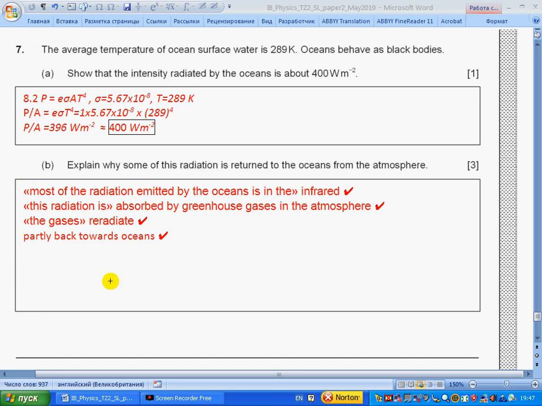This finishes the paper. I can tell you that this paper's questions are 95% exactly the same as in the HL paper. Of course, in the HL paper you have more topics and more questions. Thank you for your attention.